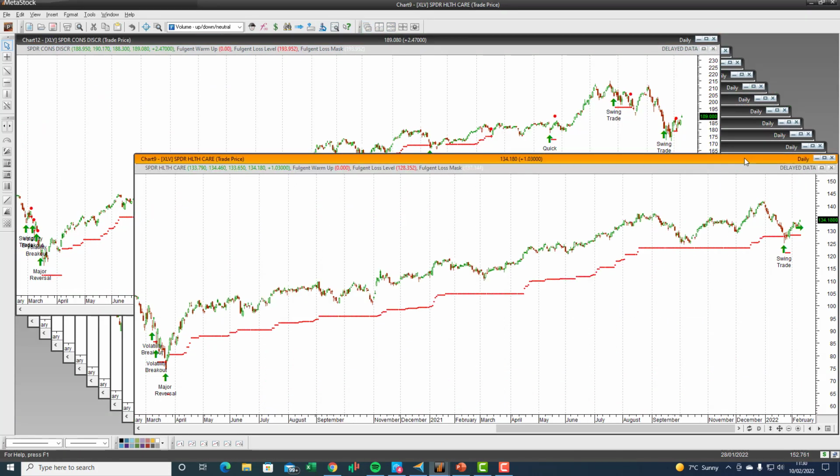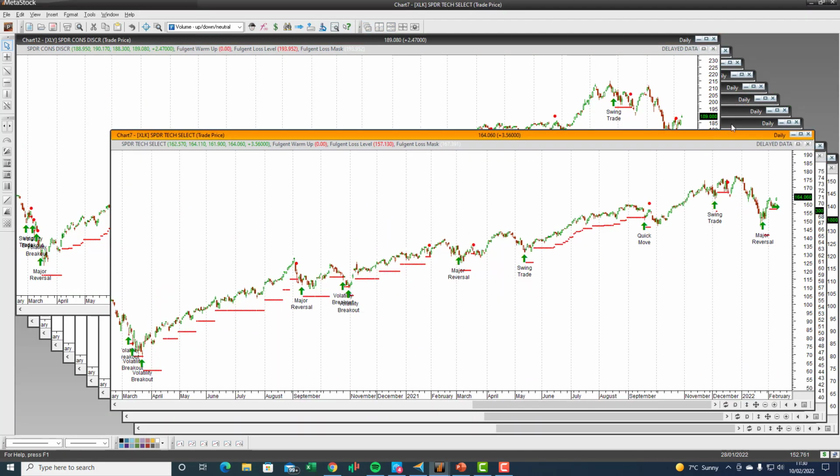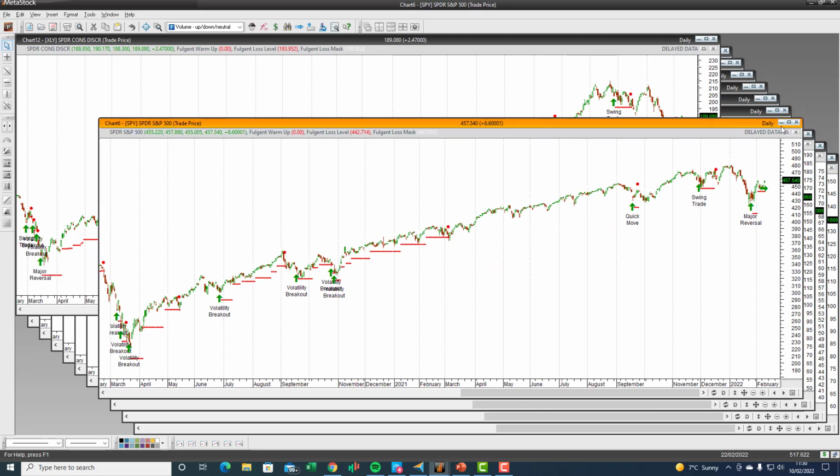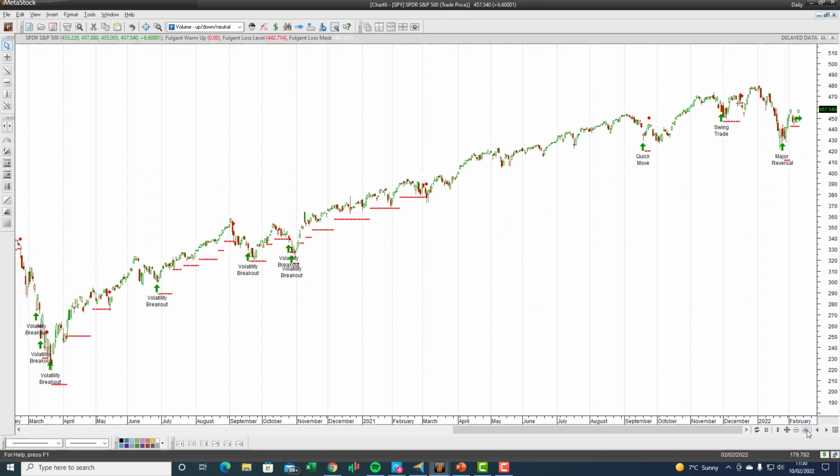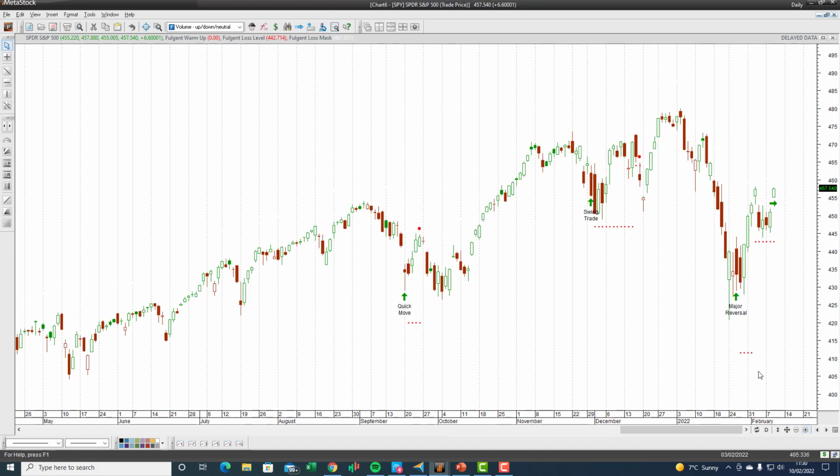Let's just find the S&P quickly. There we go. So we can see we've got a major market reversal signal here. The S&P, after the sell-off, we had a fantastic major market reversal buy signal down here at 430. You would have been able to get in at the open there at 438 or 430, 429. So that one is still in profit. The AI has now moved the stop loss up to just below 445. So that's where the artificial intelligence trailing stop now is.